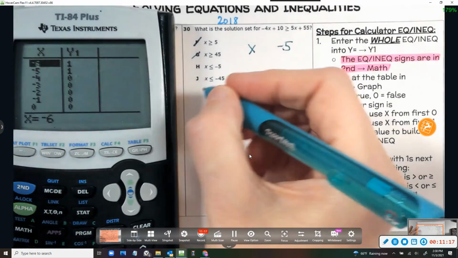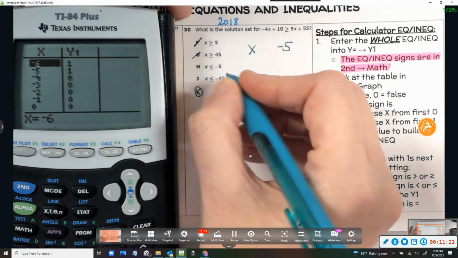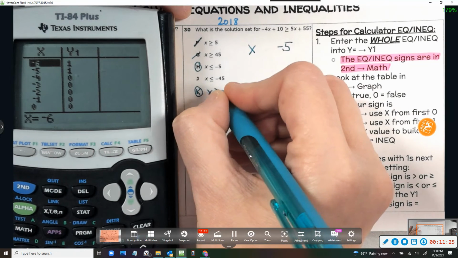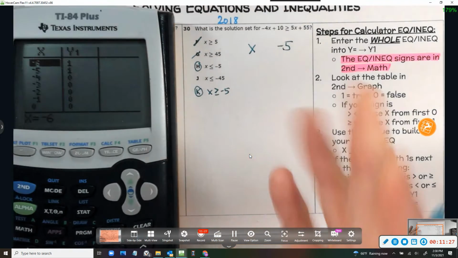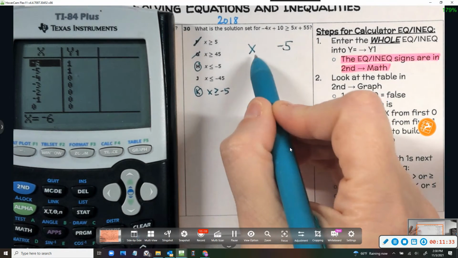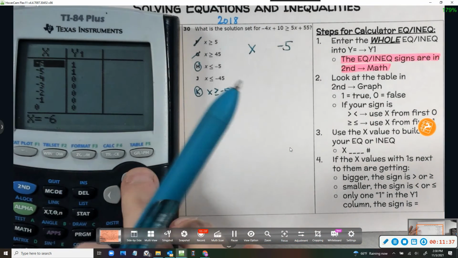Now, I know that this is it, but let's pretend that we had answer choice K. We have answer choice H and answer choice K, which is x is greater than or equal to -5. Let's pretend we had 2 answers that had -5 on them. And now I have to figure out which one it is. So I know that my inequality is going to be one of these two.